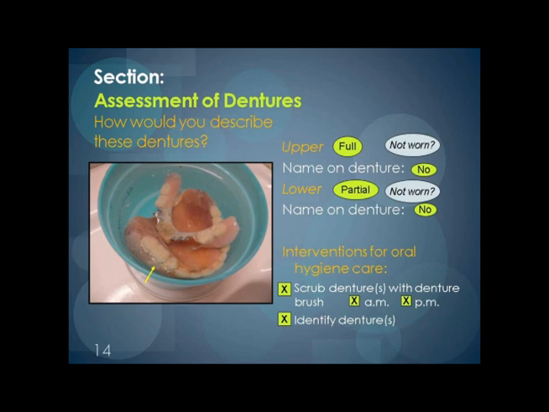Under the interventions for oral hygiene care for the dentures, the assessor would indicate that scrubbing dentures with a denture brush both AM and PM is necessary. Also, denture identification is required. Other considerations might be to soak the upper denture in 1 part vinegar and 1 part water to help dissolve the hard deposits. Note, though, that you cannot use this for the lower partial because it has a metal framework. Scrubbing the denture cup and lid weekly with detergent and water is also standard care practice.